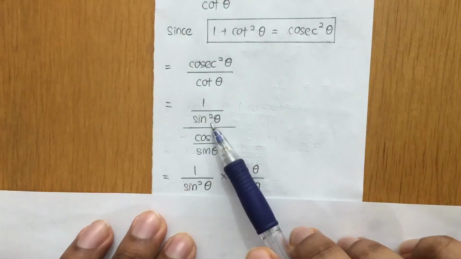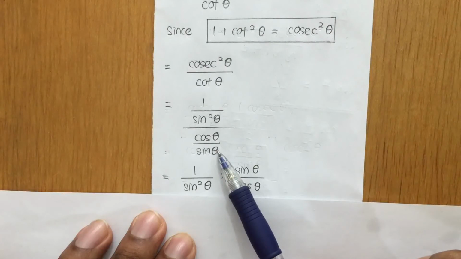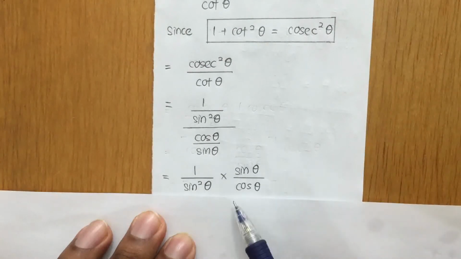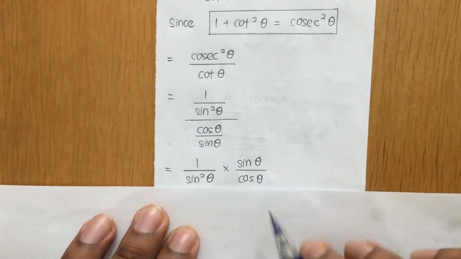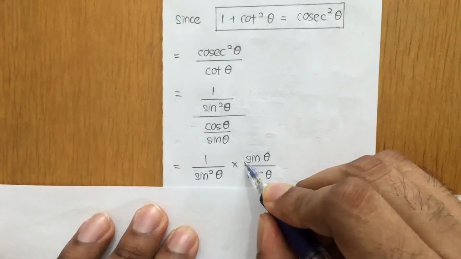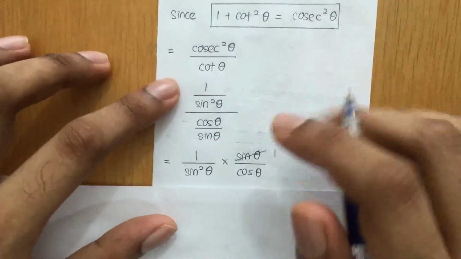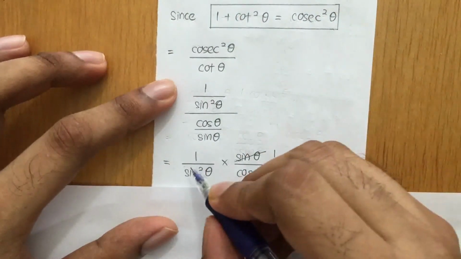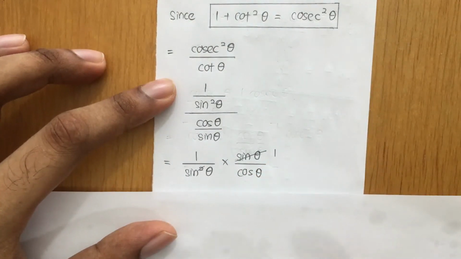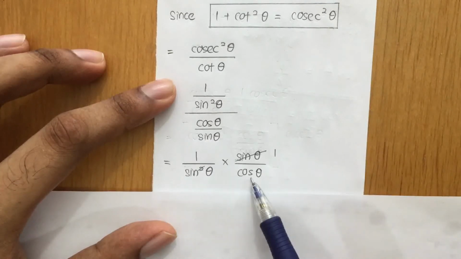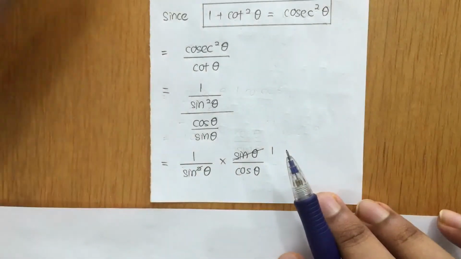So 1 over sine squared theta divided by cos theta over sine theta will become times, where we flip the second fraction. 1 over sine squared theta times sine theta over cos theta. So this sine theta will cancel off and become 1. The square of sine squared theta will be removed, so we will only have sine theta over here. So you are only left with 1 over sine theta cos theta. Let me proceed the remaining working to the next page. Please hold on for a moment.